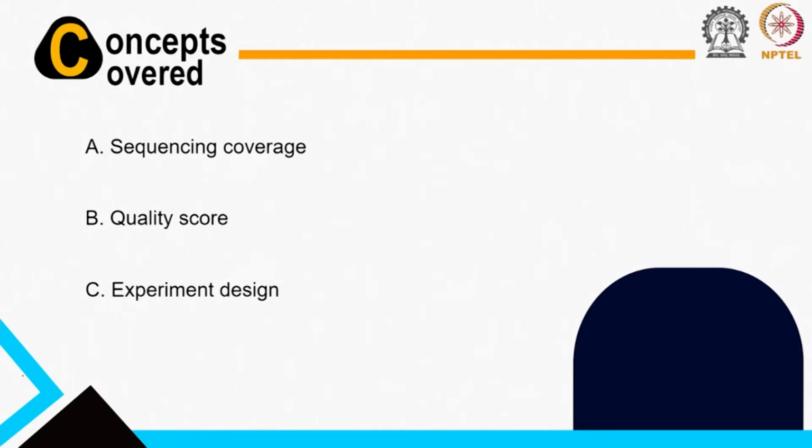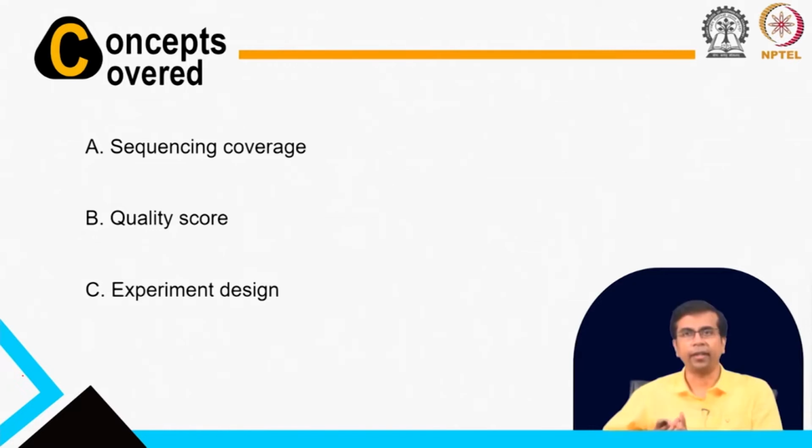The first one is called sequencing coverage. This is very important for designing any next generation sequencing experiment, and we will be talking about quality score. This quality score, as we will see, is very important for interpreting the data or ensuring the data that we are using for interpretation is good. And finally, we will have some discussion on experiment design.